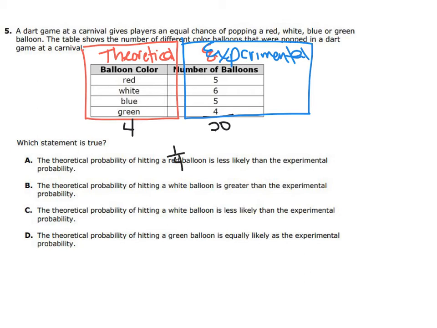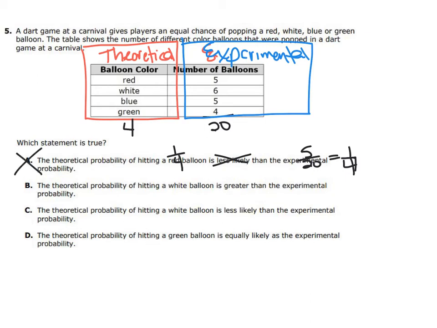And experimental for red will be 5 out of 20, which simplifies to 1 out of 4. So it says less likely. Well, isn't that the same thing? So it won't be less likely, it will be equally likely. So we're going to say that is incorrect.